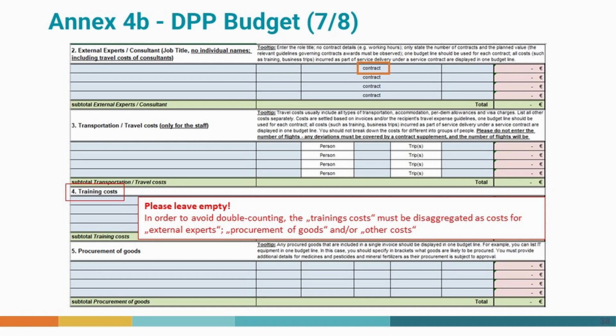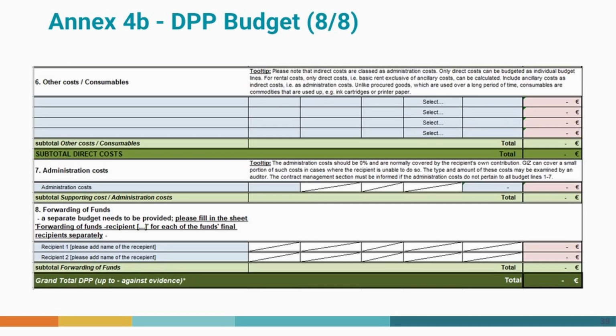As a reminder, please keep the line with training costs empty as far as possible. In order to avoid double counting the training costs, these must be disaggregated as costs for external experts, procurement of goods, and/or other costs. Slide 8. When filling in the line on administrative costs, please only enter the value as a percentage in the first column. All other values will calculate automatically.